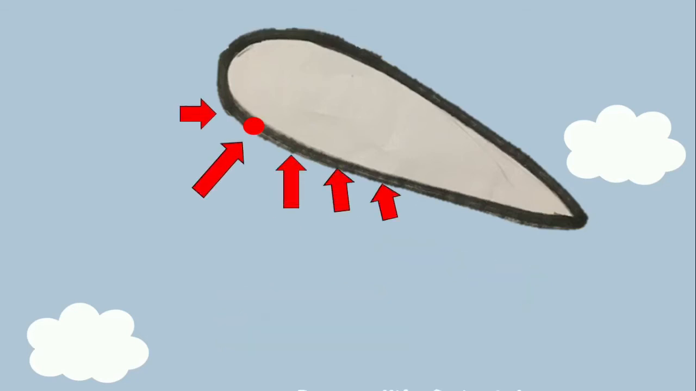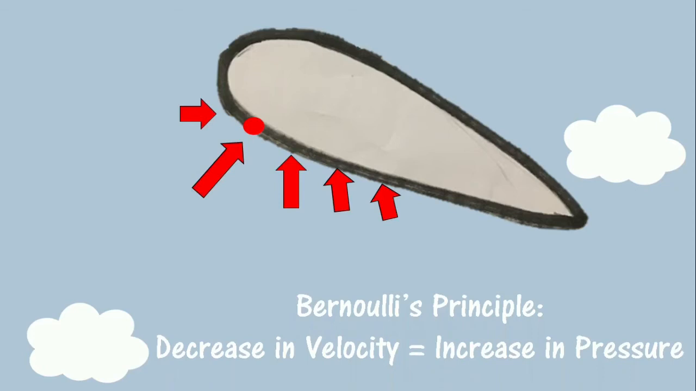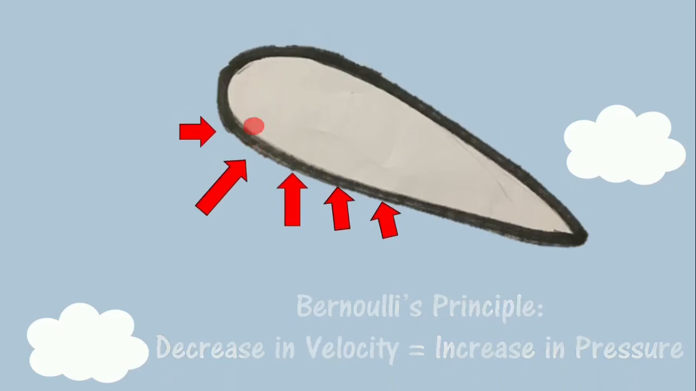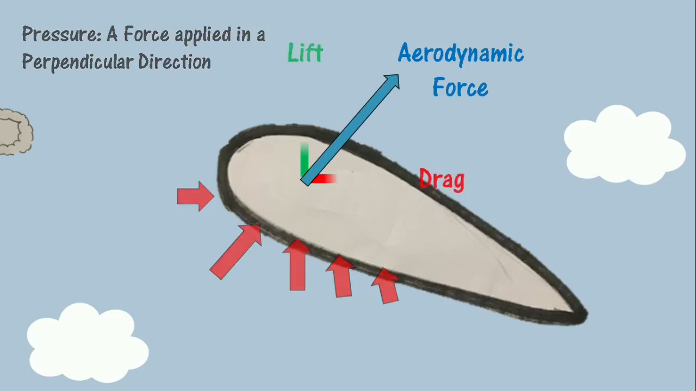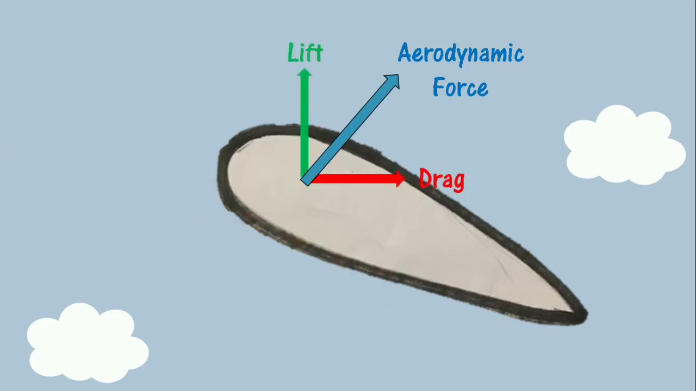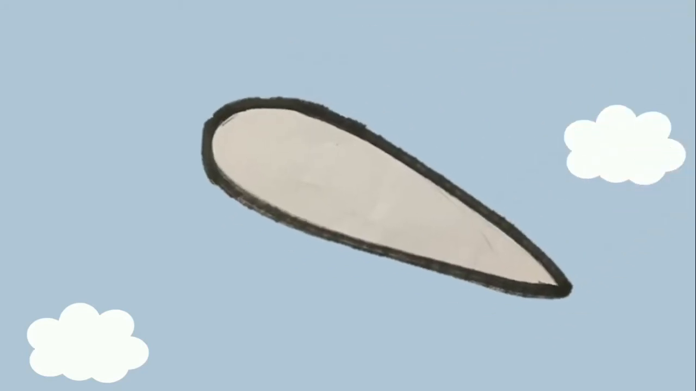However, in conformance with Bernoulli's principle, this results in a gradient of high to low air pressure below the airfoil, and as pressure is just a force applied in a perpendicular direction, we can again use Newton's third law of motion to show that an aerodynamic force is created. This bubble acts upward on the airfoil, causing an acceleration upwards, and therefore a component of this force is lift. But lift is also produced on the upper camber.